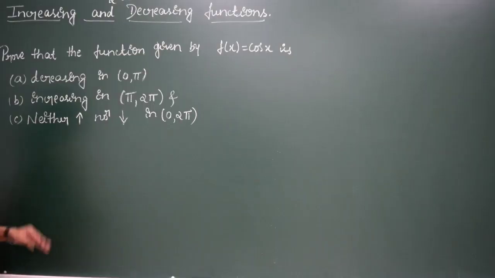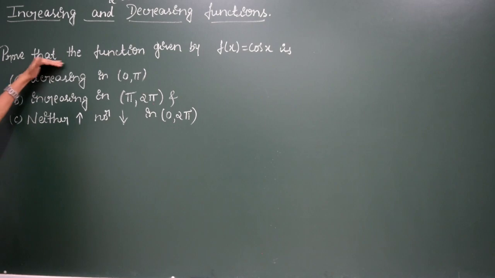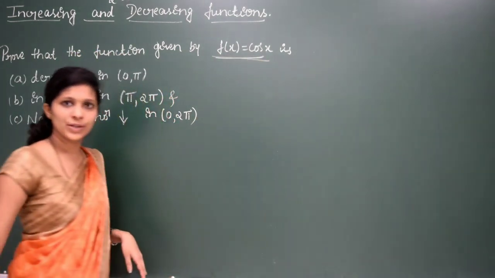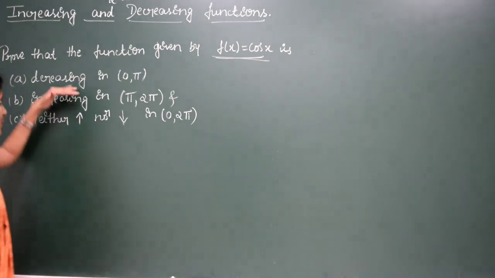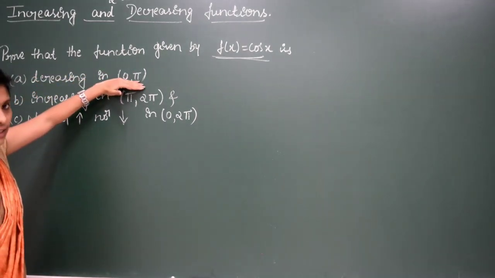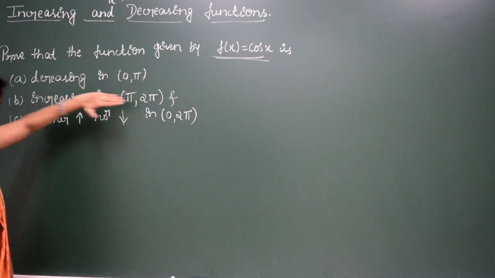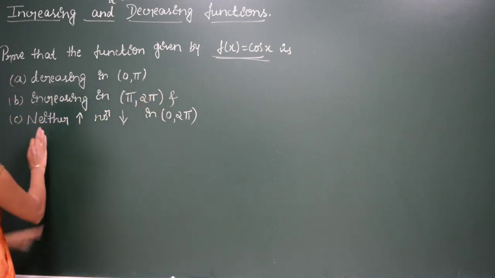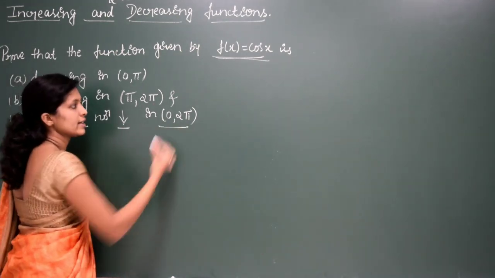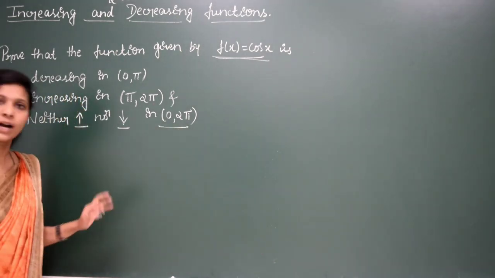Fine. See this problem. Prove that the function given by f of x is equal to cos x. So a trigonometric function is given. You have to prove that it is decreasing in 0, pi. You know that it is decreasing, right? And it is increasing in pi, 2 pi. And you have to prove that it is neither increasing nor decreasing in the open interval 0, 2 pi.